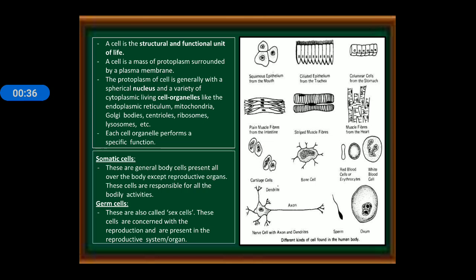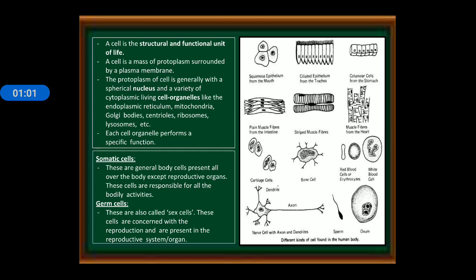So a cell is the structural and functional unit of life, and a cell is made up of protoplasm, and the cell is surrounded by a membrane known as plasma membrane. At the center of the cell a spherical nucleus is present, and this cell contains different organelles, meaning each cell has endoplasmic reticulum, mitochondria, Golgi body, centriole.